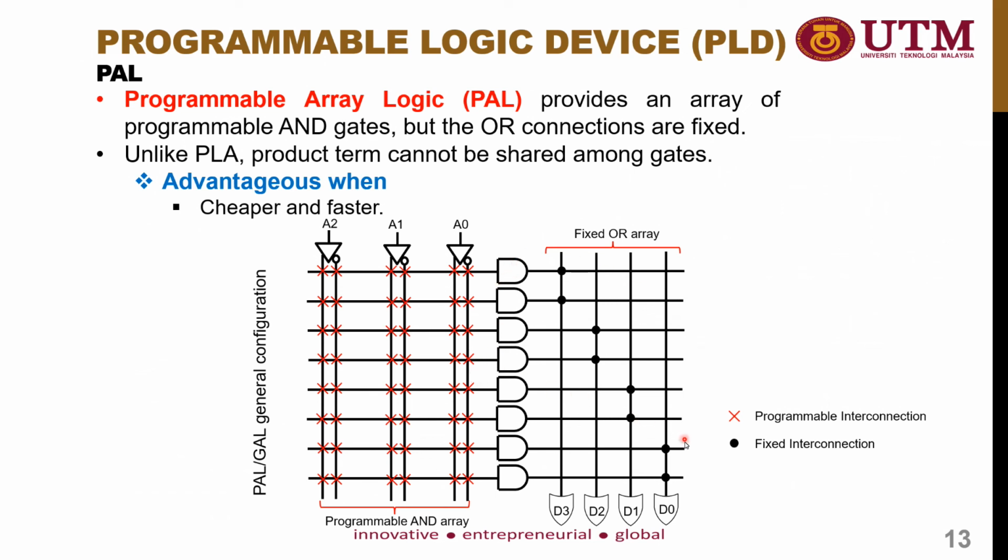So for PAL, you need to know where the connection is being connected. For example, D0 is connected to this and this pins. D1 is connected to these lines. D2 is connected to this line, and D3 is connected to the first and second line. You need to know which connections are connected to each output, so that you will be able to program the AND array correctly.